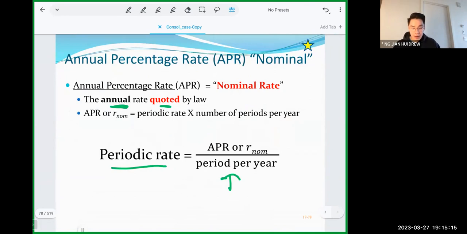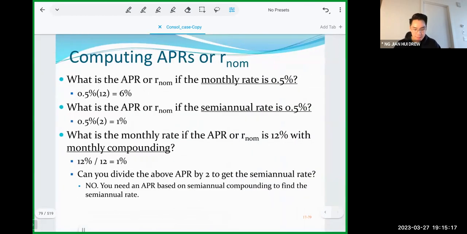All right. There is an example here that we can see. Let's say we have an APR or nominal rate, and the monthly rate is 0.5%. The question is, what is the APR nominal rate? So basically the monthly rate is your periodic rate.